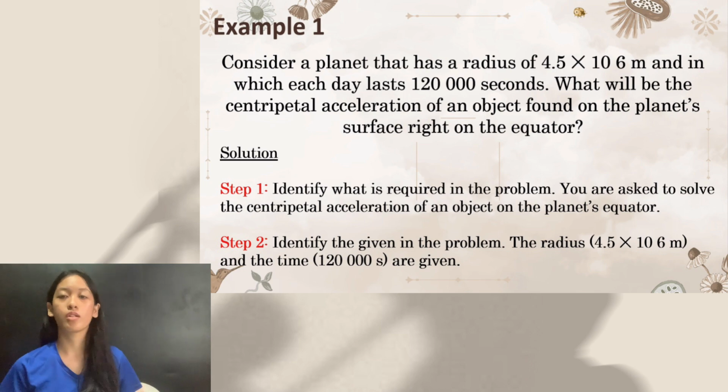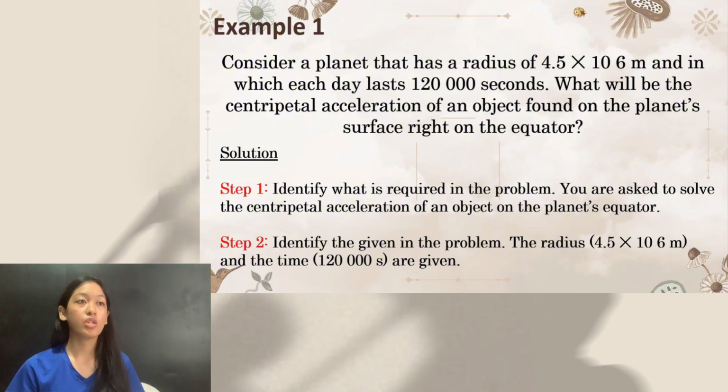So the first example is: consider a planet that has a radius of 4.5 times 10 to the power of 6 meters and in which each day lasts 120,000 seconds. What will be the centripetal acceleration of an object found on the planet's surface right on the equator? First, what we need to find is the centripetal acceleration of the object on the planet's equator. Second, we write the given: the radius of 4.5 times 10 to the power of 6 meters and the time of 120,000 seconds.